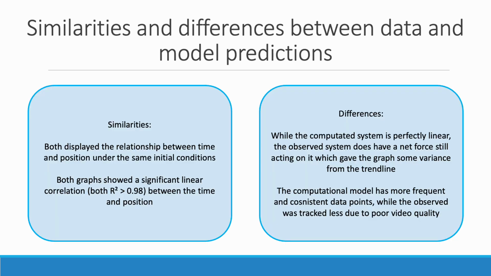So the similarities were that both of them displayed the relationship between time and position under the same conditions, and they both showed a significant linear correlation, with both R values being above 0.98 between the time and position. But the differences were that the computational system is perfectly linear, but the observed system did show some net force still acting on it. And the computational system did have some more frequent and consistent data points, while the observed system was tracked less due to poor video quality.